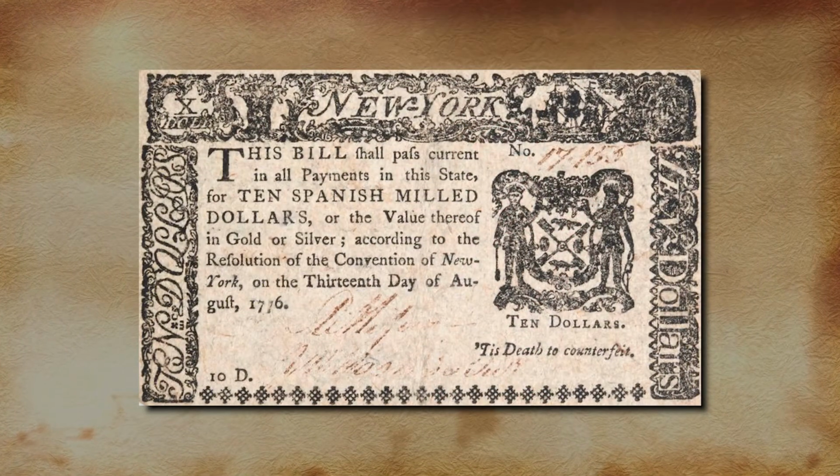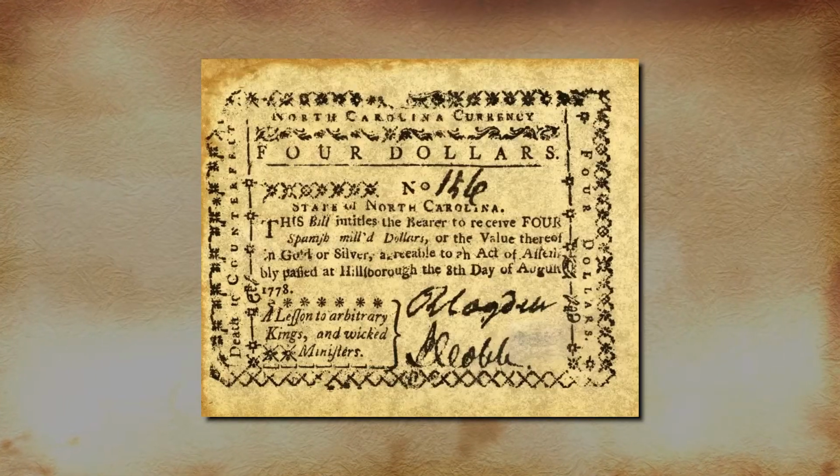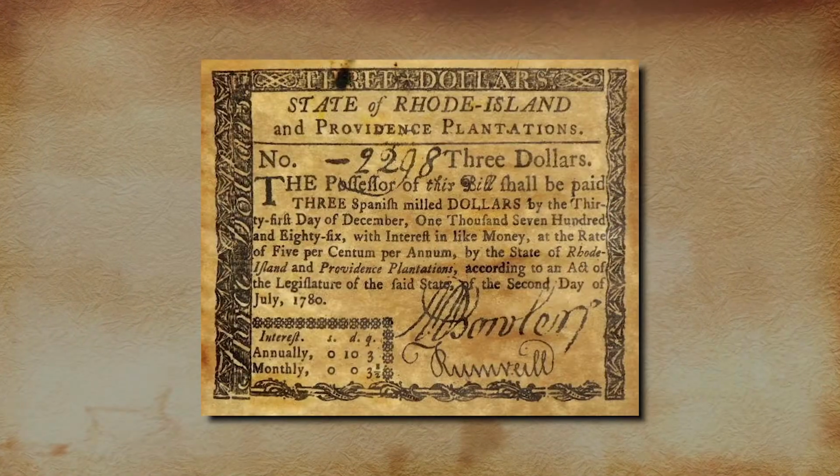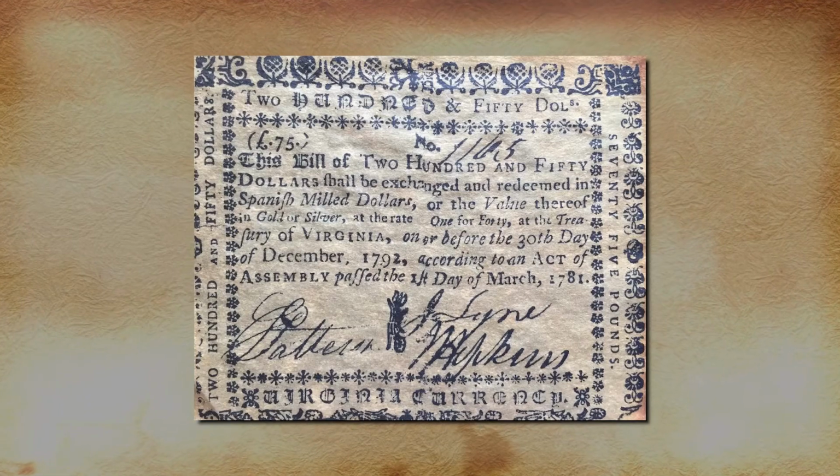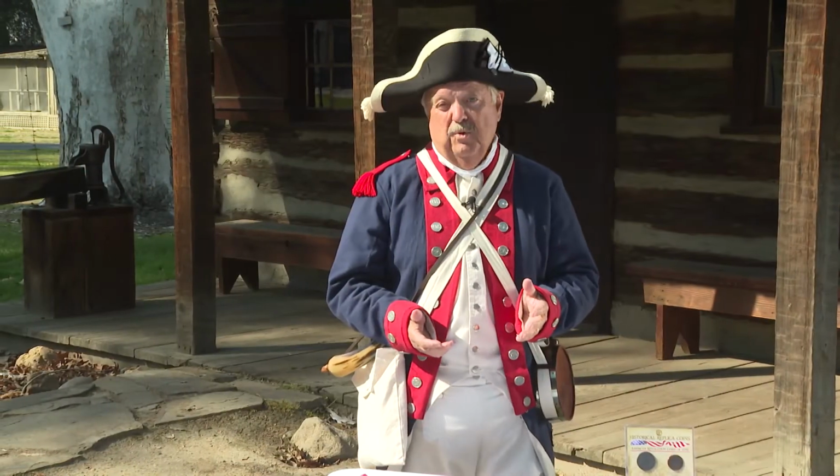So here's a New York $10 bill. Here's a North Carolina $4 bill. Here's a Rhode Island $3 bill. Here's a Virginia $250 bill. Here's a Georgia 4, a Maryland 8, Massachusetts 8, New Hampshire 7. You can see all kinds of different forms were used.